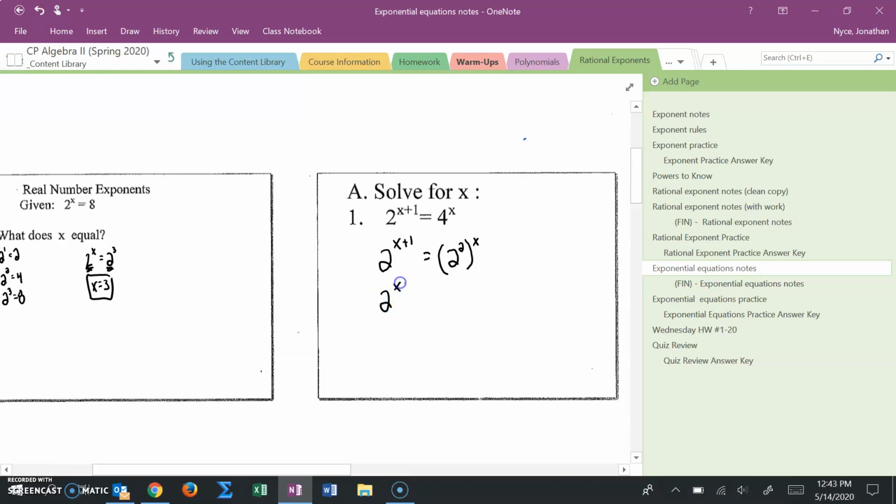Then we know with our properties of exponents, if we have a power raised to a power, then we multiply those exponents. So on the right, we have 2 raised to the 2x power. Now the bases are both the same. They're both 2's. Therefore, the exponents have to be equal. And once we get there, it's just some algebra 1. Subtract x from both sides, we get x is equal to 1.